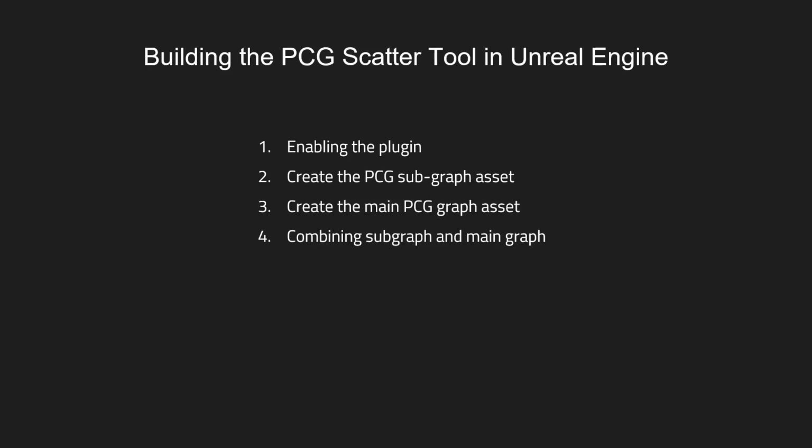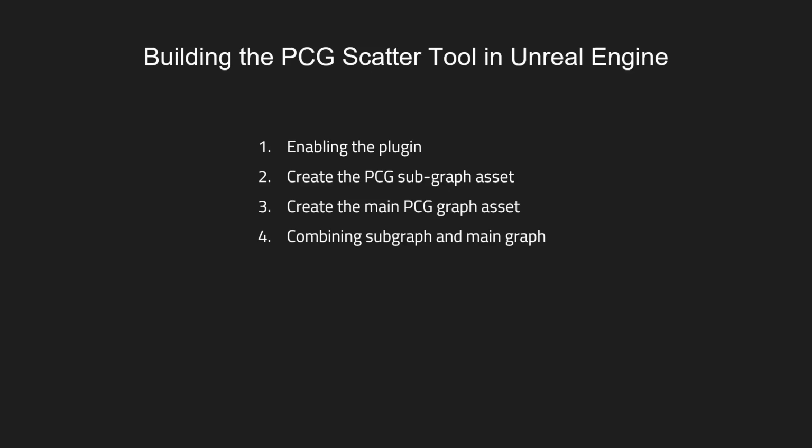Alright, with that out of the way now, let's understand how we'll build the scatter tool. I've mentioned a fairly high-level approach that I'll be following for creating the foliage scatter tool during the course of this tutorial. We'll start by enabling the PCG plugin. Then, we'll first begin by creating the subgraph. The idea behind using a subgraph is to create a simple PCG library of sorts that will only handle point generation and scatter for us.